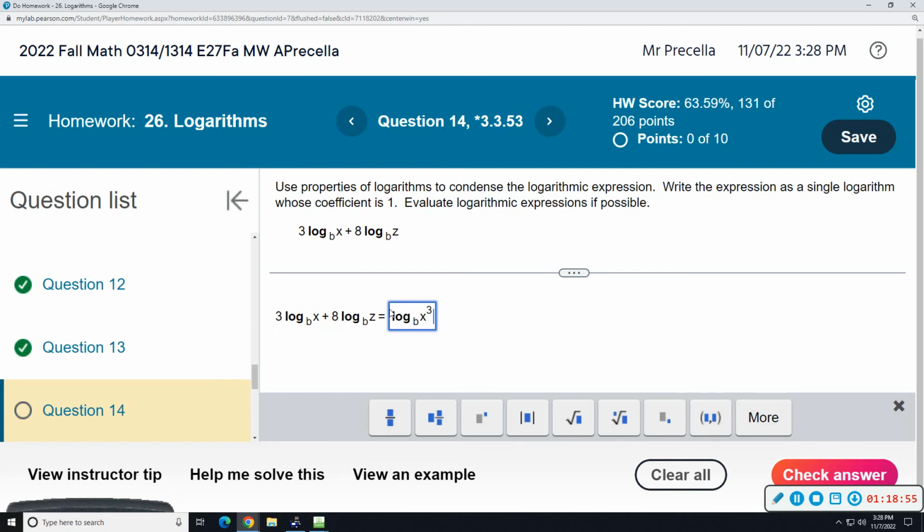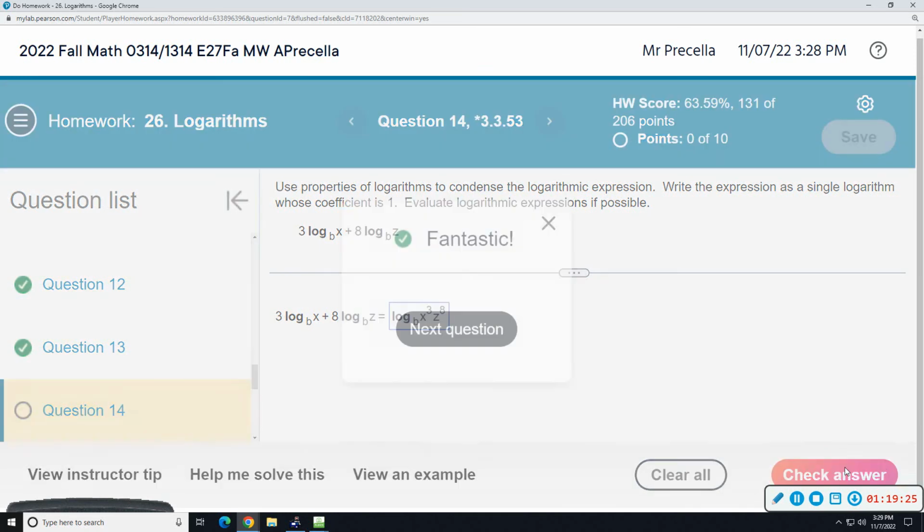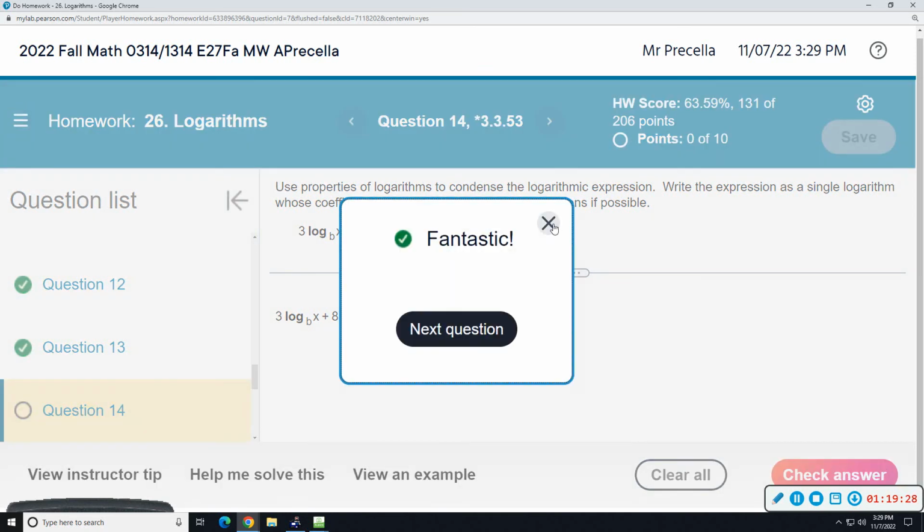You only type the log once. I'll give you a choice. Am I going to type 8z or z to the 8th? Z to the 8th. Z raised to the 8th. Okay, don't put a plus. The reason you don't put the plus is if you did, you couldn't separate it like that. You can only separate logarithms at multiplication and division, not at addition or subtraction.